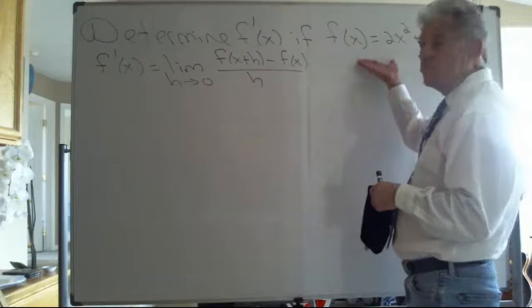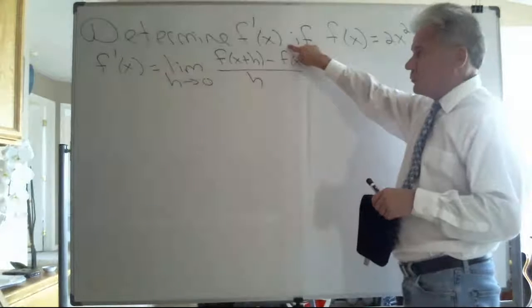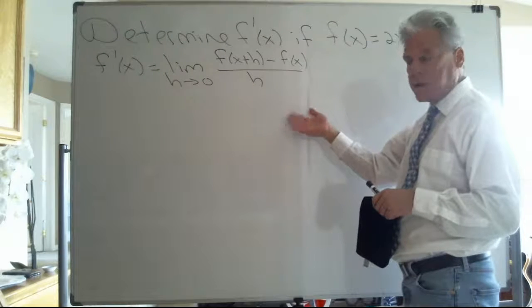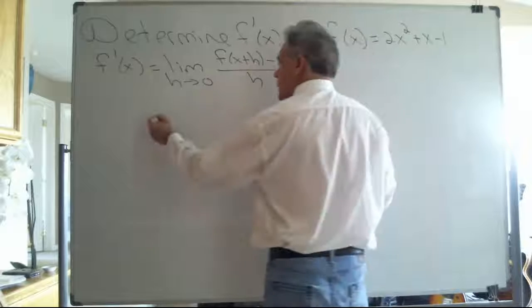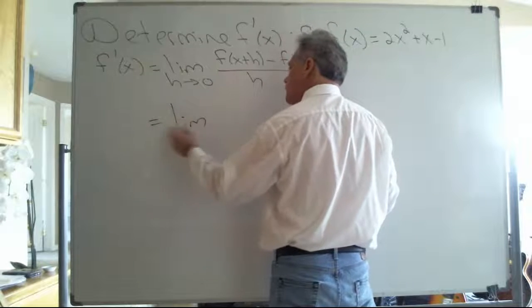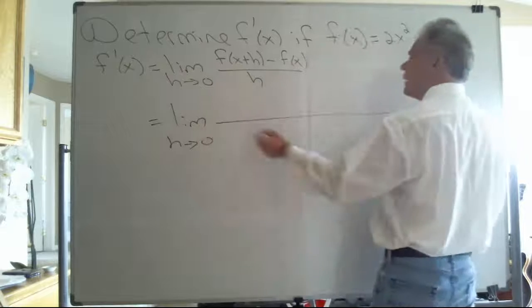So here I have a function. Here's its output. And if I'm trying to generate a derivative function, let me go back to my definition. That is to say, the limit of a difference quotient. Now, evaluating my function at x plus h, I have the following.